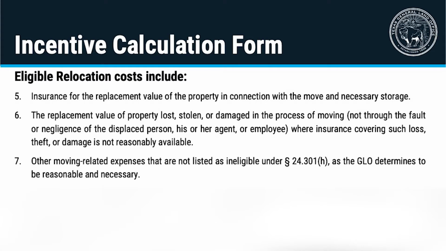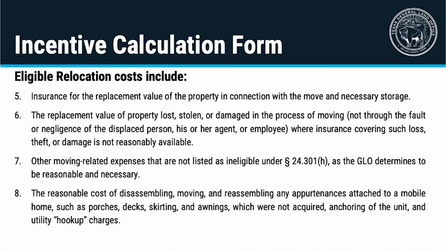Other moving-related expenses that are not listed as ineligible under Section 24.301(h), as the GLO determines to be reasonable and necessary. The reasonable cost of disassembling, moving, and reassembling any appurtenances attached to a mobile home, such as porches, decks, skirting, and awnings which were not acquired, anchoring of the unit, and utility hookup charges.